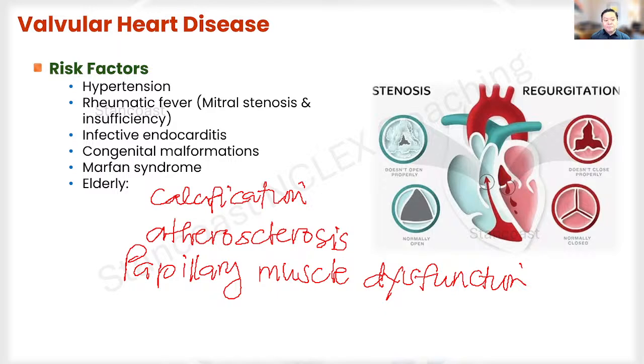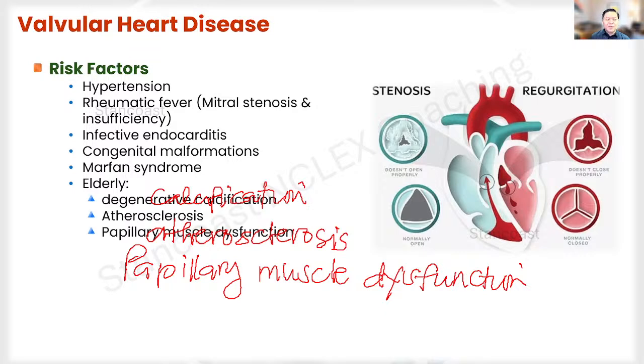And like I've said earlier, there's that infective endocarditis. The elderly are also going to be prone to developing this, especially that they're going to be at risk for those infections, and eventually will lead to the valvular heart disease as well.